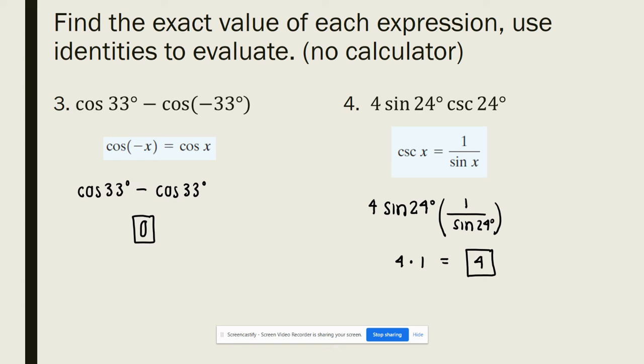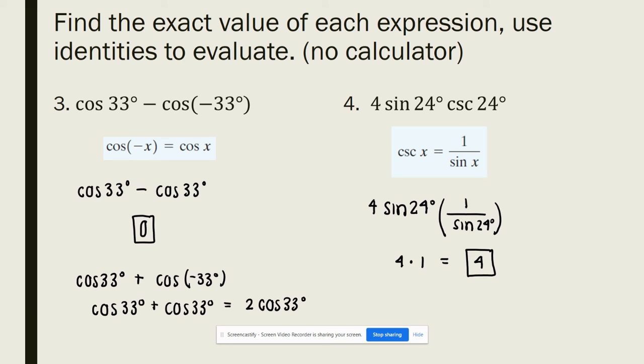Really quick, going back to number 3 again, had that subtraction sign in the middle really been addition? Had my problem been the cosine of 33 degrees plus the cosine of negative 33 degrees, we would have then the cosine of 33 degrees plus the cosine of 33 degrees. And so those would be like terms. If you're adding, my final answer would have been 2 times the cosine of 33 degrees. So just realize that subtraction sign allowed us to get a value of 0, but had that been addition, we would just be combining like terms to get a final answer.